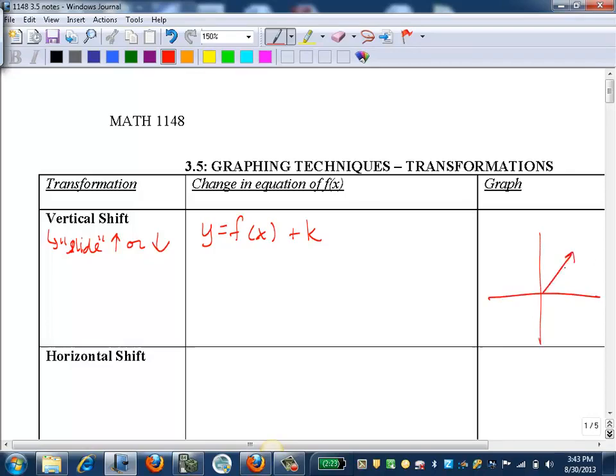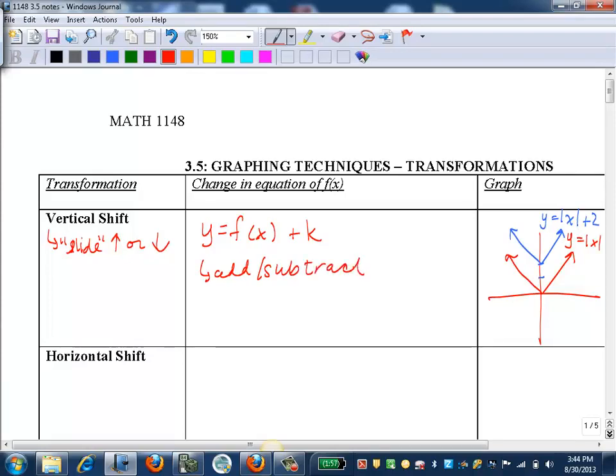So I'll put the parent function, the plain absolute value of x in red, and then we'll make, if we shift this up 2 units, this would be our y equals absolute value of x plus 2. So we're changing the equation, adding that k, so then if k is negative, we're going to shift the graph down. So we're changing the equation by adding or subtracting.